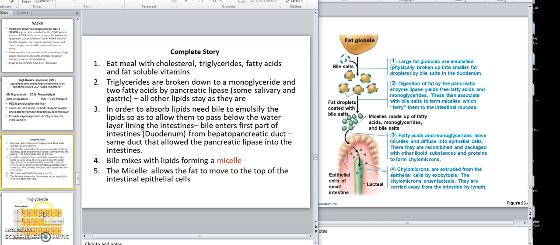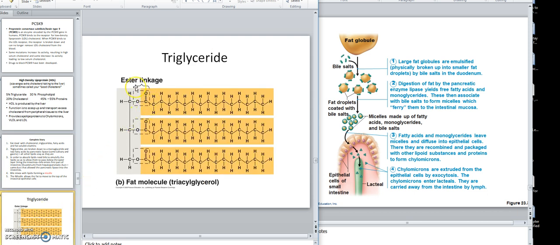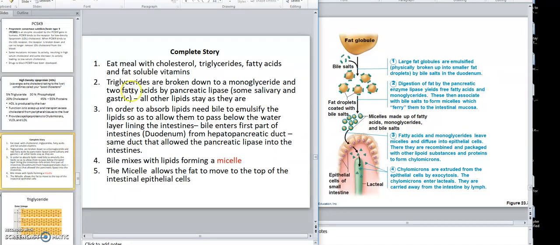Now, a triglyceride, remember, looks like this. It's glycerol with 3 fatty acids on it. So what you do, you take 2 of the fatty acids off, and that leaves a monoglyceride. And that's the way it's absorbed into here. Okay? Fatty acids and monoglycerides leave the micelles. So we go back to my complete story: in order to absorb lipids, we need bile to what? Emulsify the lipids so as to allow them to pass below the water layer line in the intestine.